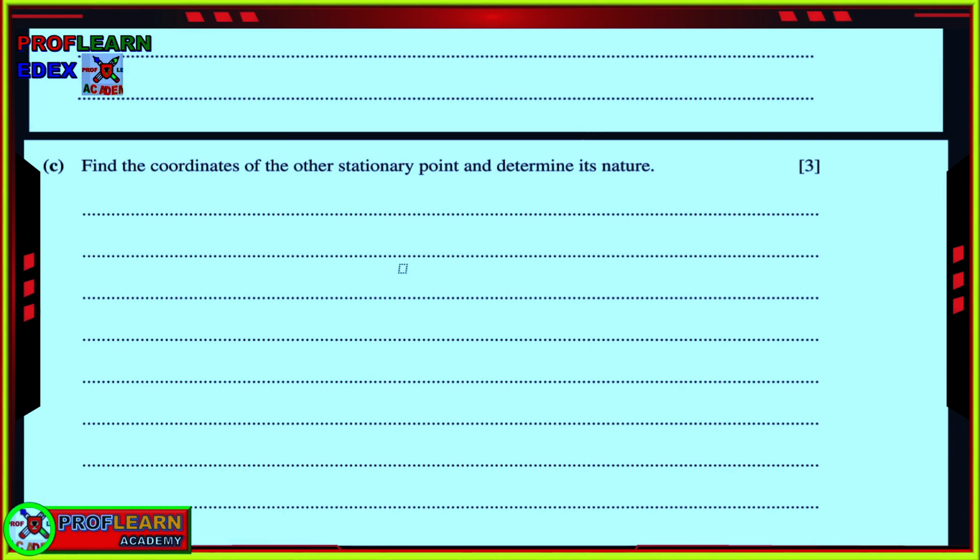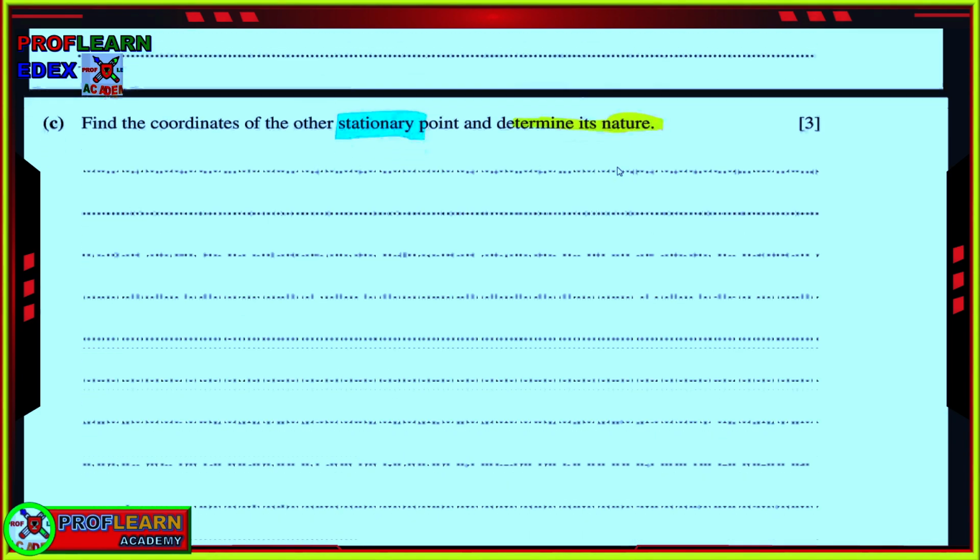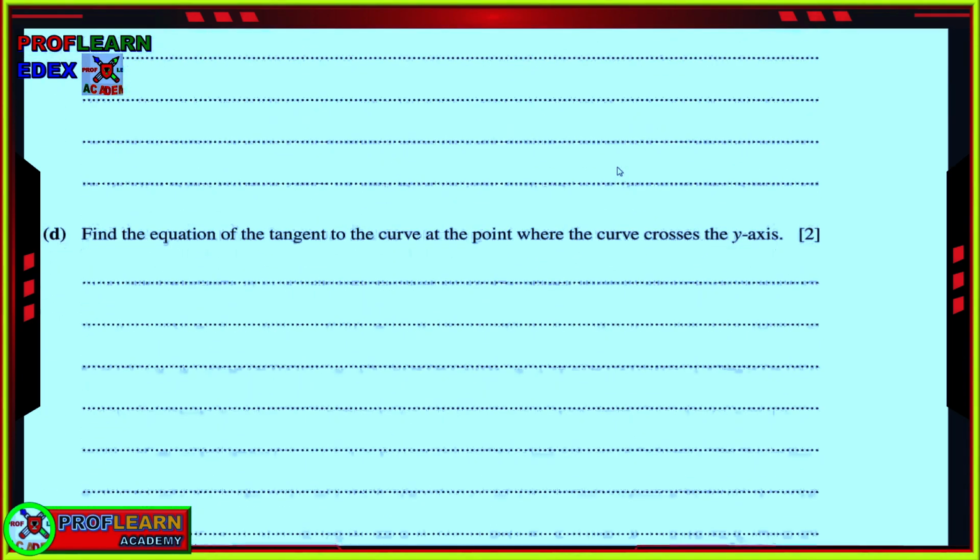If you are asked about the stationary point, remember that a stationary point is a point where dy/dx is equal to 0, and to determine the nature of the stationary point, you need to find the second derivative. If d²y/dx² is greater than 0, that means it's a minimum point. If d²y/dx² is less than 0, it becomes a maximum point. So those are the kinds of areas you'll be asked.